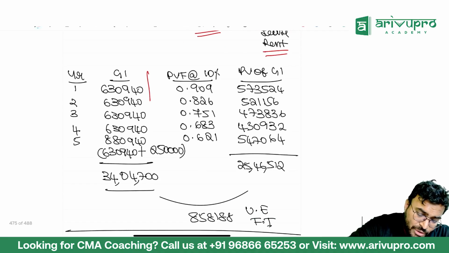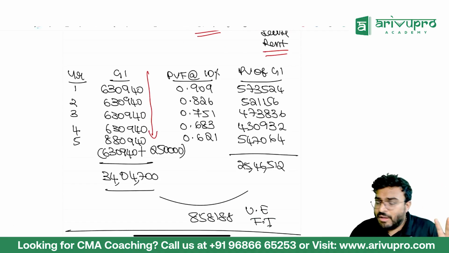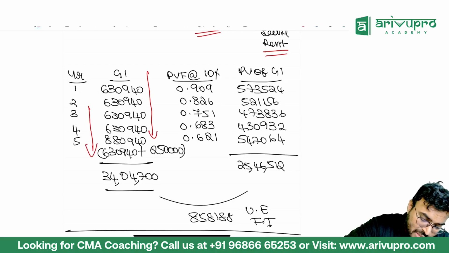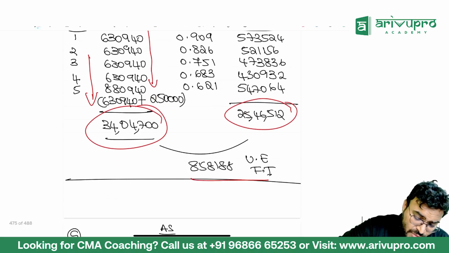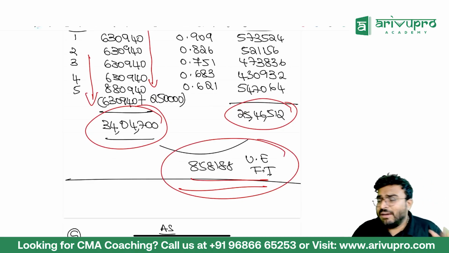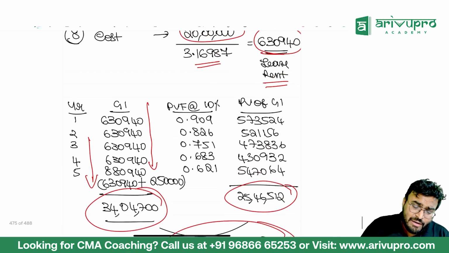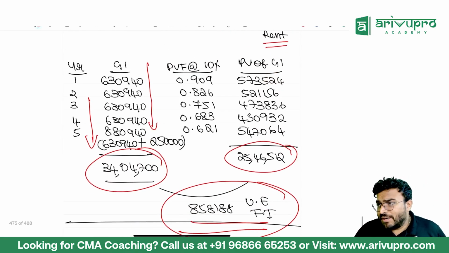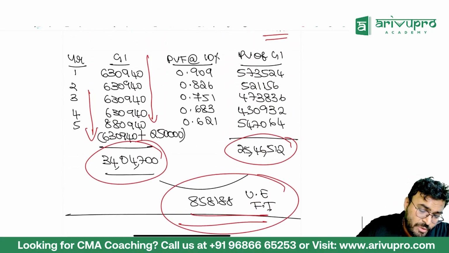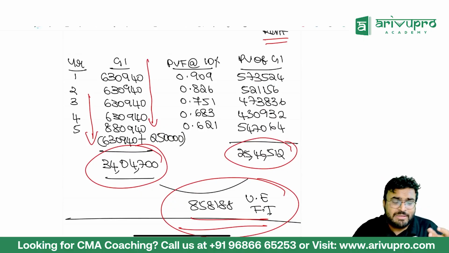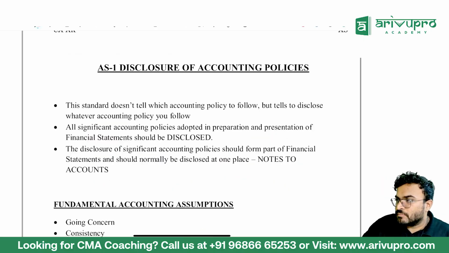With that lease rent, you calculate your table. In your table, this is the gross investment, what you are paying totally, but the present value of that is only this much. The difference between the two is unearned finance income. This should be your answer. Shouldn't be a problem. All the chapters are done. Next, we move into accounting standards.